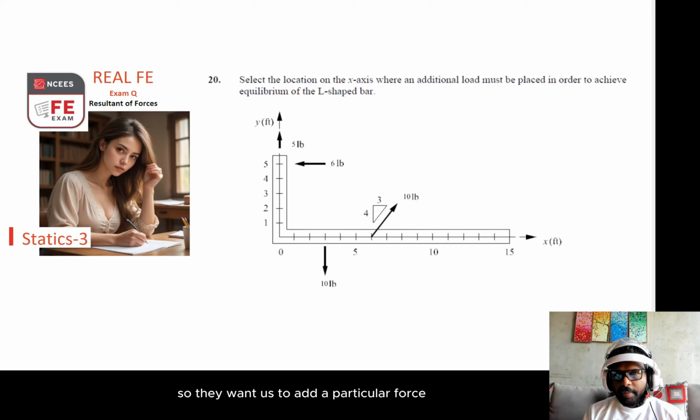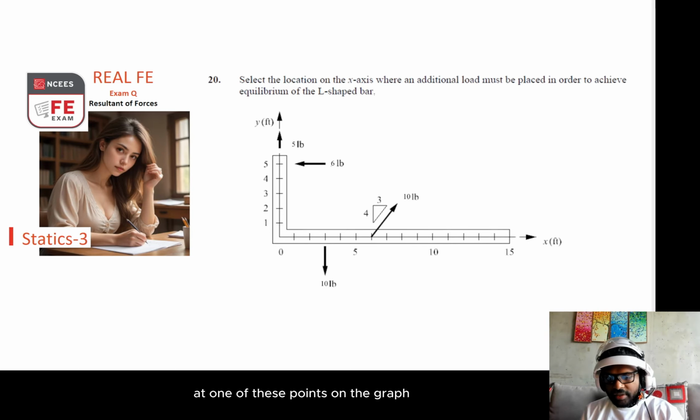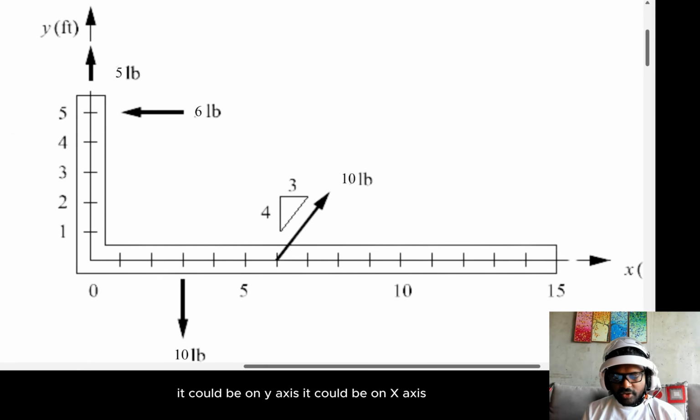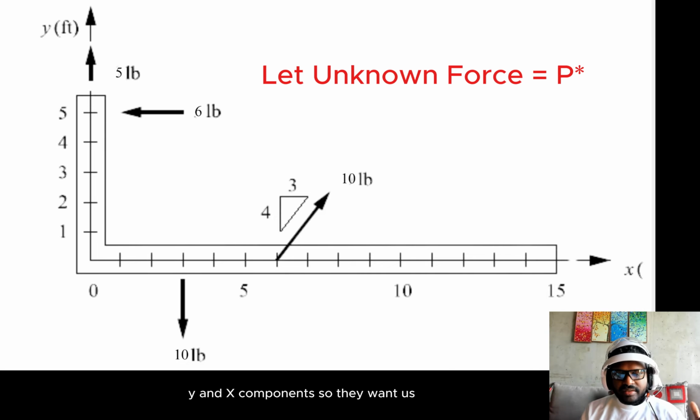So they want us to add a particular force to this L-shaped bar at one of these points on the graph. It could be on the y-axis, it could be on the x-axis, or it could be a combination force with both y and x components. So they want us to add one of these forces that is going to bring this whole bar into equilibrium. Meaning, what we have to do is resolve all the forces separately. We have to find all the x direction components and see if sigma Fx with the forces in this diagram is coming to 0.